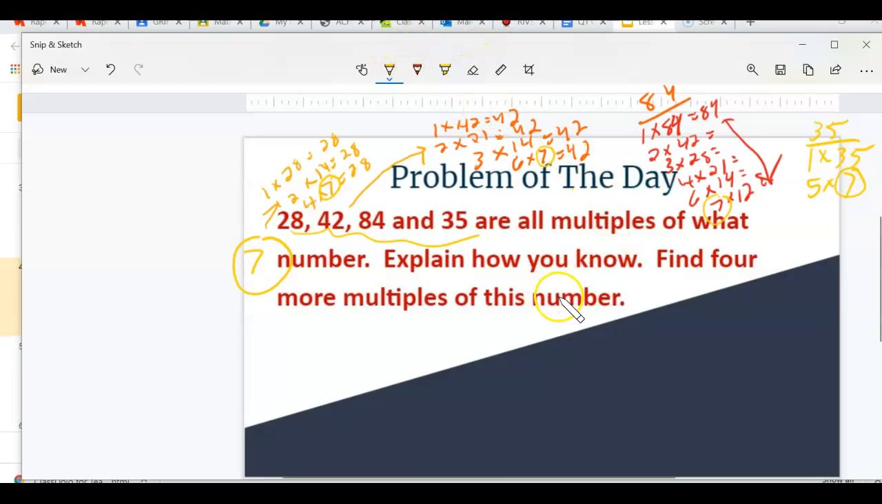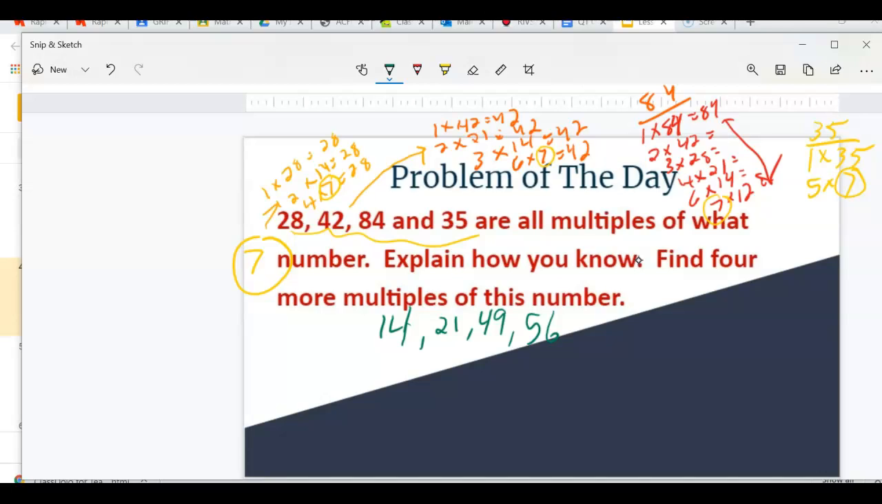Find 4 more multiples of this number. Okay, so 4 more multiples of 7. When you know your math facts, or you're looking at the back of your composition notebook, or your multiplication table, you'll also know that the additional ones are going to be 14, 21, 49, and 56. These are 4 more multiples of the number 7.